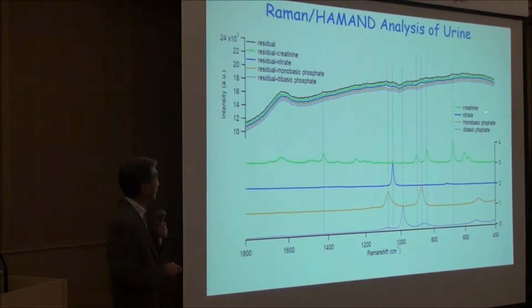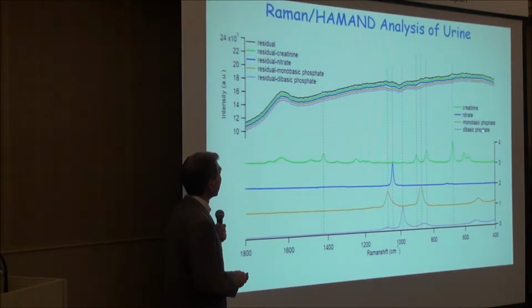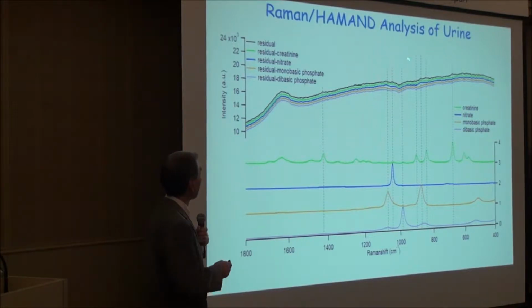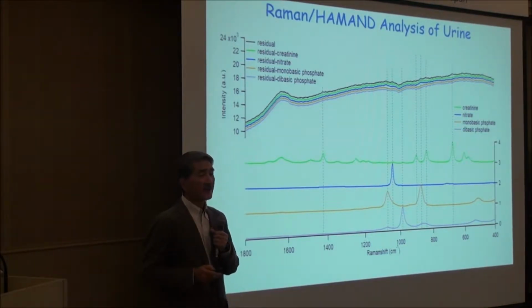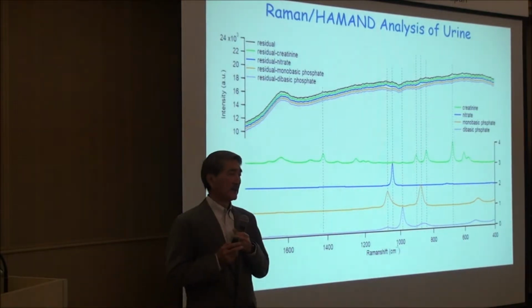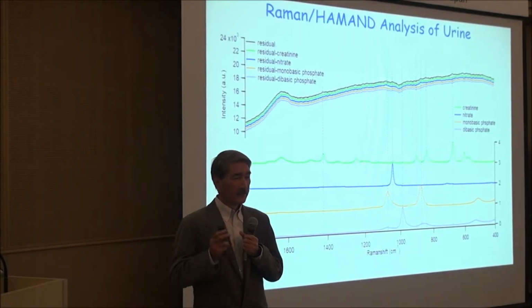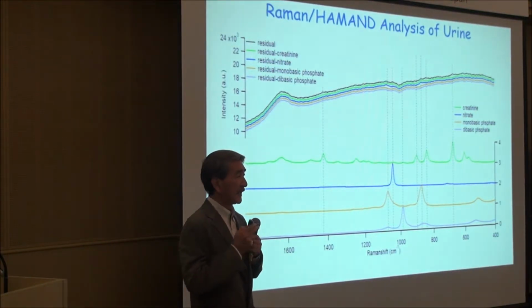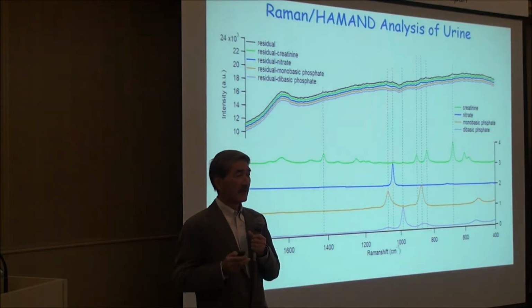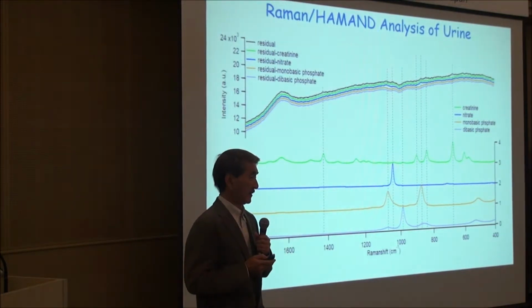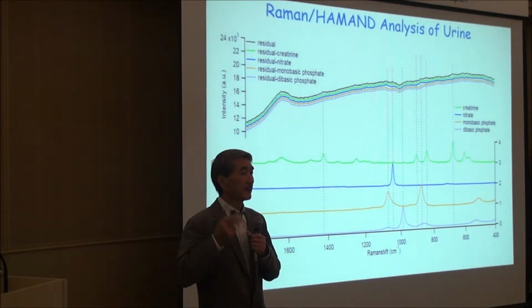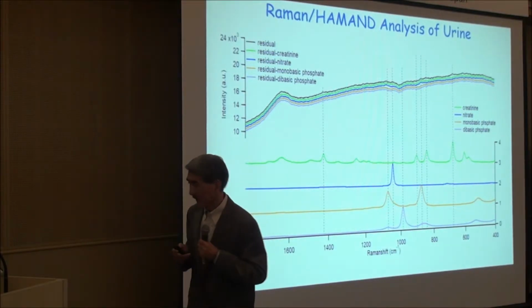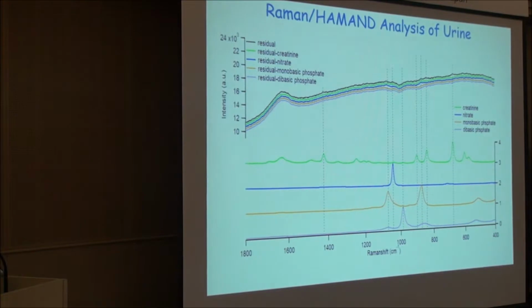So these are the creatinine, nitrate, and monophosphate and diphosphate. This kind of subtraction we can do. So HAMAND can be used in many ways. One thing is to determine the concentration in your sample. The other is to eliminate the known spectra and look at the residual. So whatever the residual is, you can subtract your target spectrum from your complex overlapping spectra. So we use HAMAND for our water study.